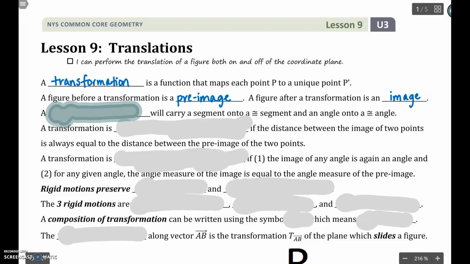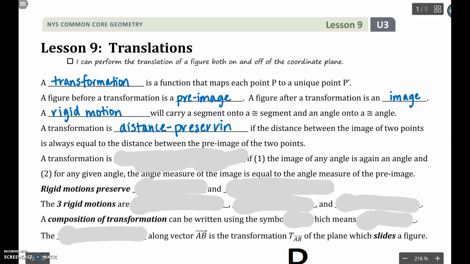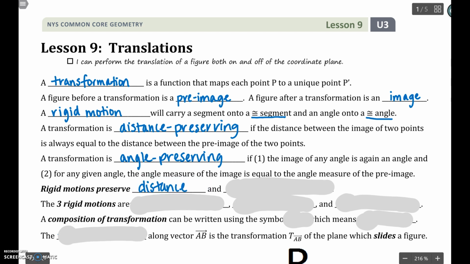All right. A rigid motion is a type of transformation that carries a segment onto a congruent segment and an angle onto a congruent angle. And it's distance preserving if it maintains the distance between 2 points. That would make the congruent segment idea. And it's angle preserving if we get a congruent angle. And if we are talking about rigid motions, they preserve both. Okay, so some of our transformations will just do one or the other, but a rigid motion preserves both distance and angle.